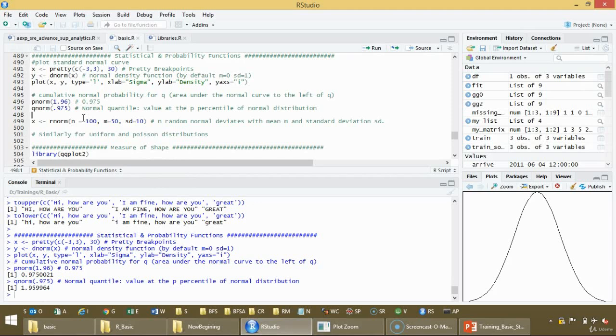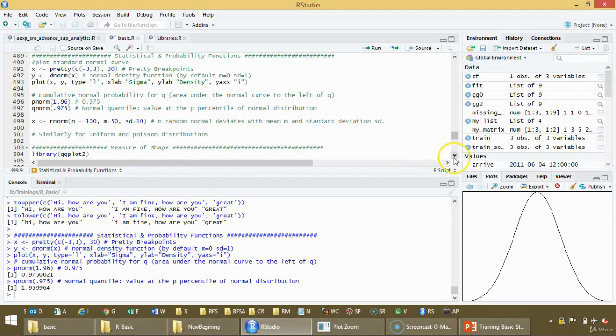Now, if you want to generate any normal curve with a different mean and standard deviation, this is the way. Line 499 is trying to generate dummy data of a normal distribution of 100 data points with mean 50 and standard deviation 10. This is how you can generate it if you need it for any other purpose. Similarly for uniform and Poisson distribution, and there are many other distributions available in R. So definitely you can get a lot of distributions over here.